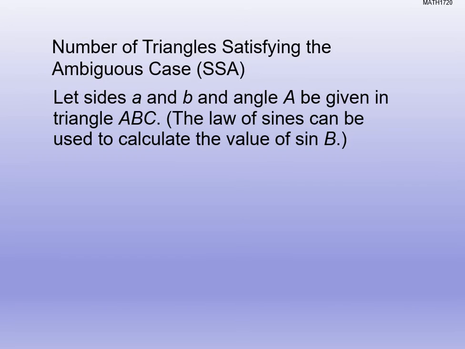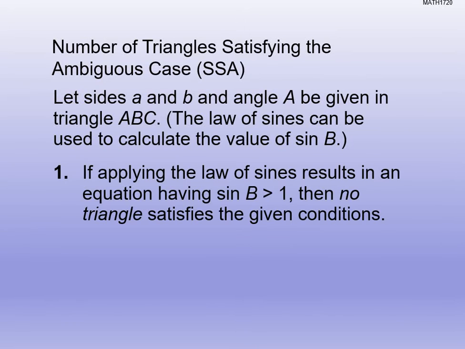All right, so the number of triangles satisfying the ambiguous case. Once again, go back to that chart at the beginning. We're going to say that A and B and angle A are given, so we can use the law of sines to calculate sine of B. Now these are just the rules again. When we apply the law of sines, so this is like the first example I did, and it results in an equation having sine of B greater than 1, that's outside the range of sine, no triangle can possibly satisfy this condition.